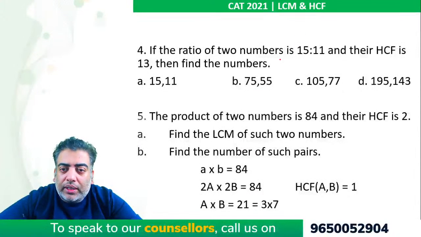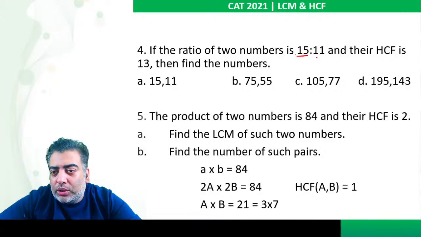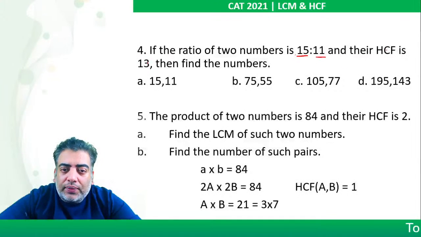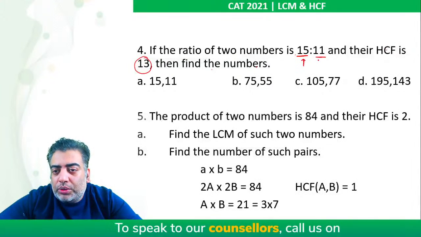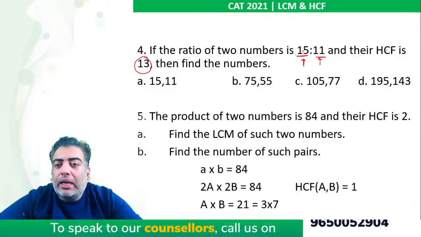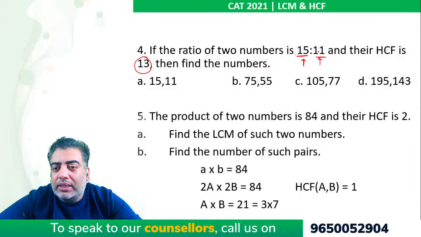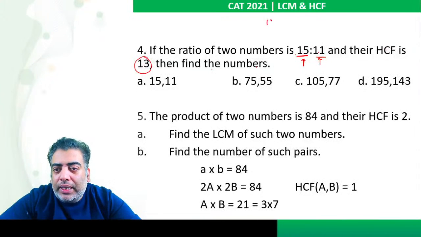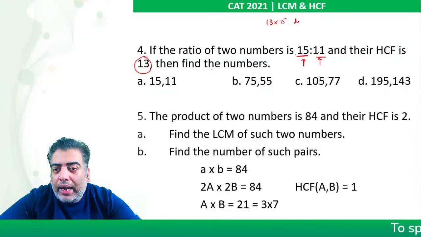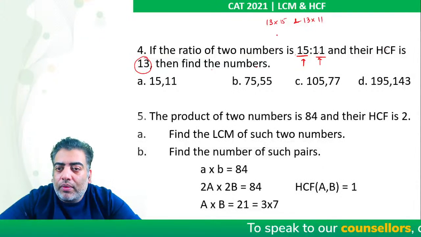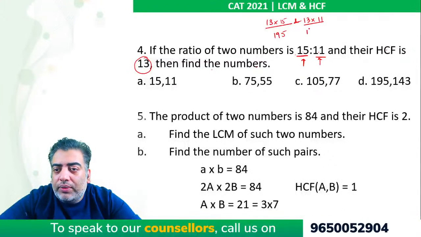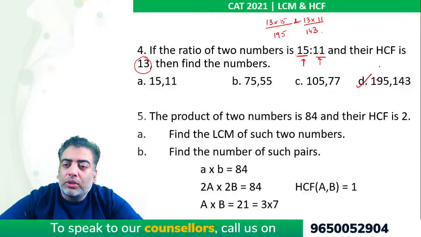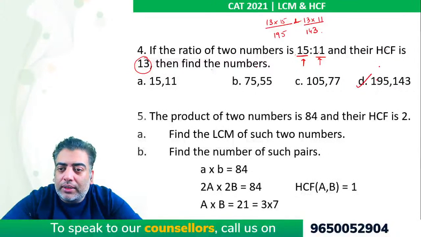Now here it says if the ratio of two numbers is 15 is to 11 and their HCF is 13, then find the numbers. Now if the ratio between these two is 15 is to 11, they are already in their lowest form and we can see their HCF is 1. Then the two numbers must be 13 into 15 and 13 into 11. So 13 into 15 comes out to be 195, 13 into 11 comes out to be 143. There is only one answer, option D, which matches it.